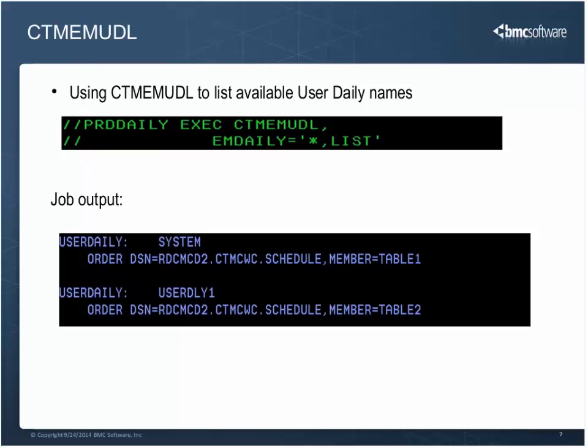So in that you can see that table 1 is associated with the system, and that will be ordered by your Newday process. And in the second example, table 2, which has a user daily name of user DLY1, this will be ordered using the new CTMEMUDL utility. One other thing to note here, if you have a table with an order method of none in Enterprise Manager, this is not involved in this process. So you won't see any entries at all in this report.